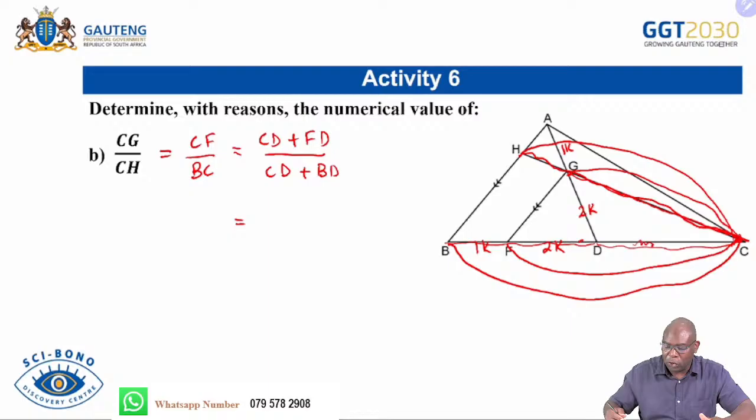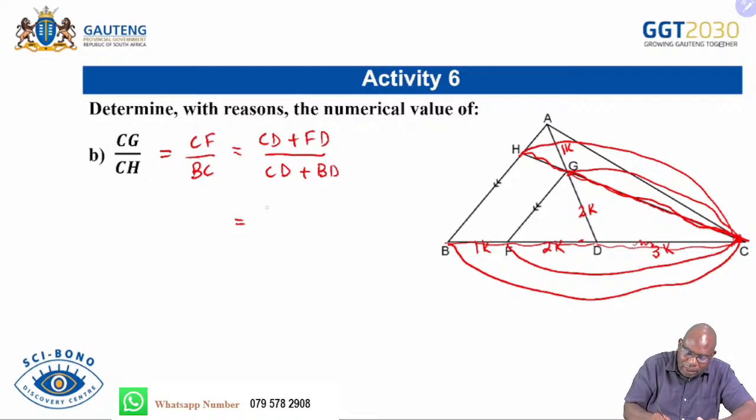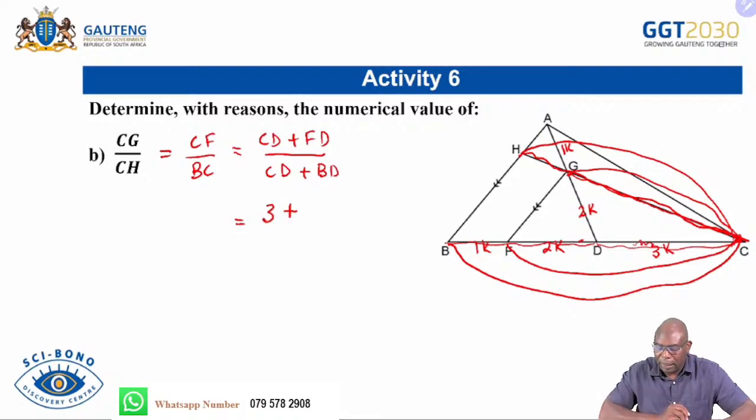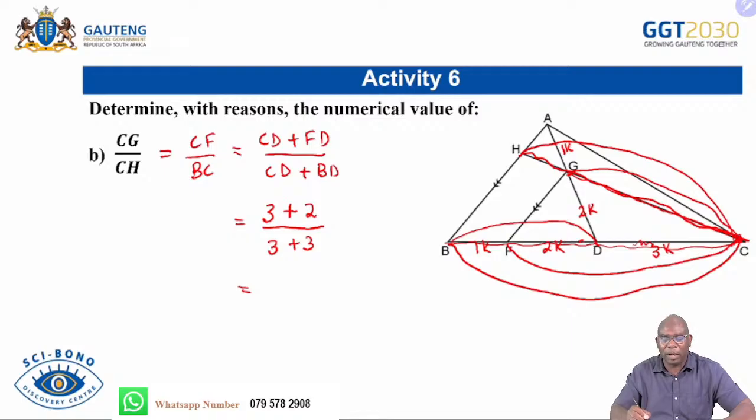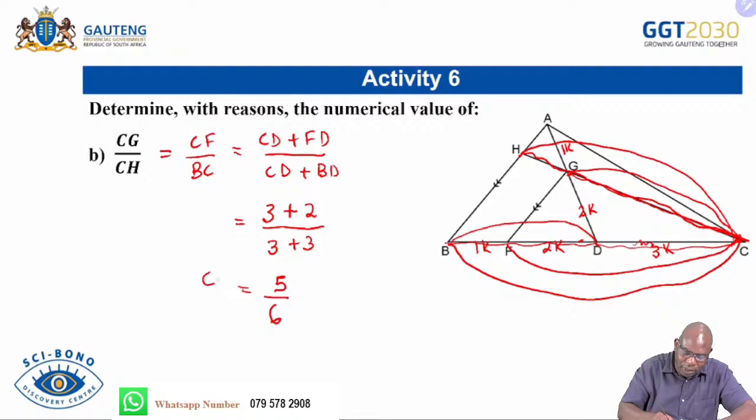Now the length of CD, remember in the previous one we got the length of BF over that. So what will be the length of CD? The whole of CD will be equal to 3K also. So my CD will be 3. My FD will be 2, so CF is 3 plus 2. What is BD? The whole of BD there is 1K plus 2K, which is going to be 3. Then I can quickly write down my value there. It's 5 over 6, meaning that CG over CH will be 5 over 6.